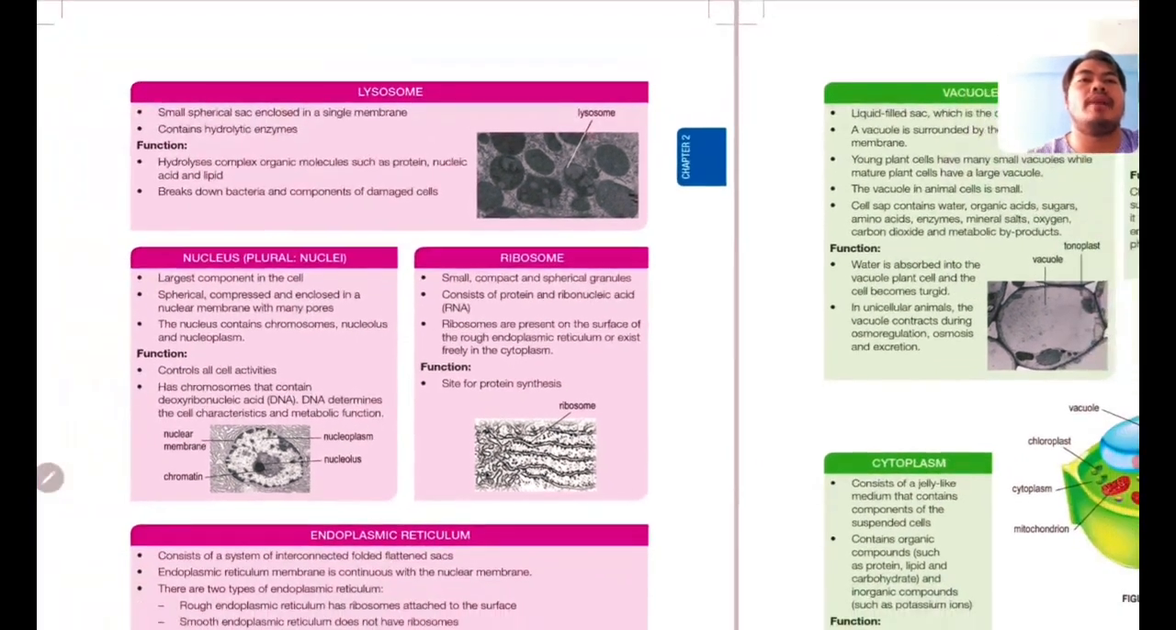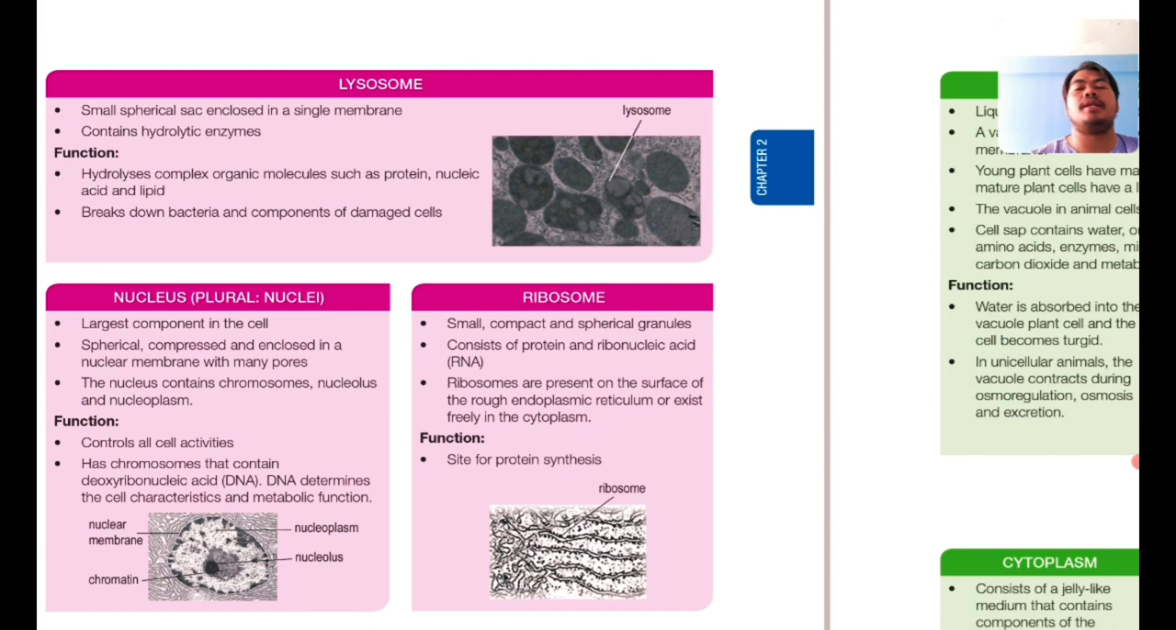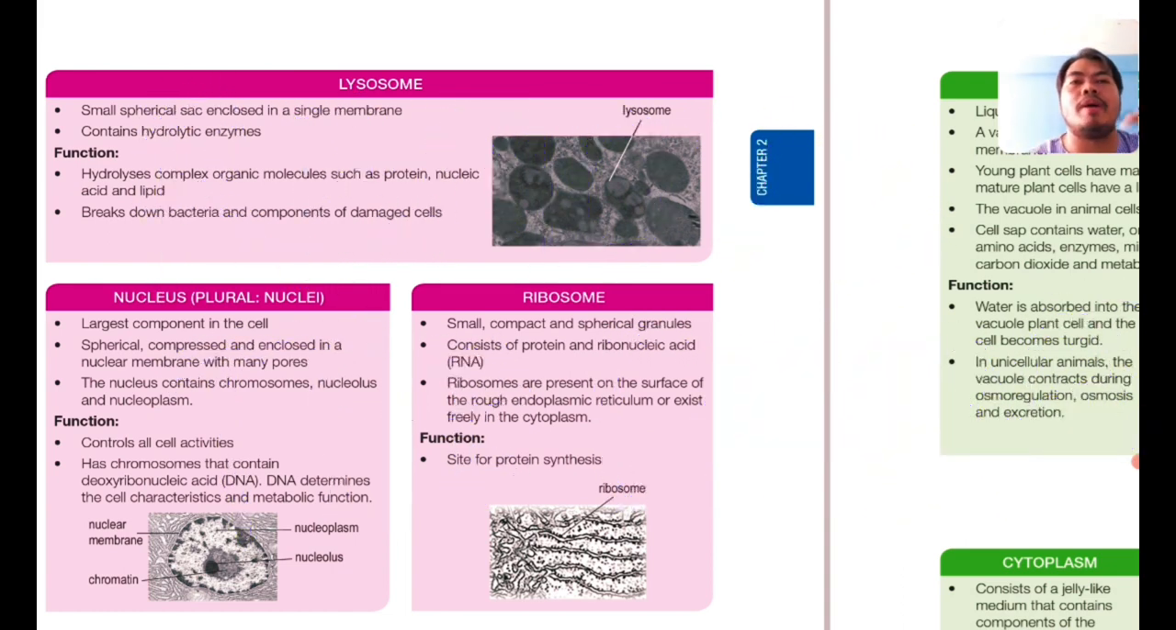The next page, we have lysosomes. To remember lysosomes, you remember cleaner. This organelle cleans anything that is not functioning. It will destroy the organelles that are not functioning. Lysosomes are small spherical sacs enclosed in a single membrane containing hydrolytic enzymes. This enzyme is very powerful as it digests non-functioning organelles, for example. The function is to hydrolyze complex organic molecules such as protein, nucleic acid and lipid, and break down bacteria and components of damaged cells. If we have damaged cells, this lysosome will help us get rid of them. So it's very useful, and you can remember lysosome as a cleaner. It will clean the garbage inside our house, for example, inside our school. So remember cleaner, remember lysosome.